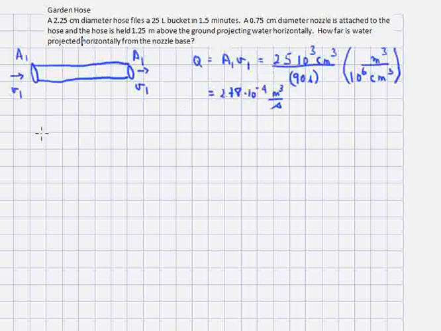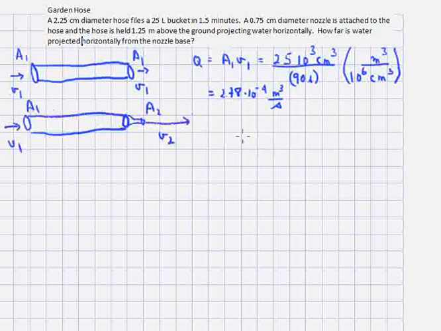Okay, so if we put a nozzle on the end of the hose, it still has input area A1 and velocity V1, but now we're going to attach the nozzle like this, and I've got a smaller area A2, which means I've got a bigger exit velocity. And I'm going to have the same Q here. I have the same water coming in per unit time, so I have to have the same water coming out per unit time. That's the equation of continuity.